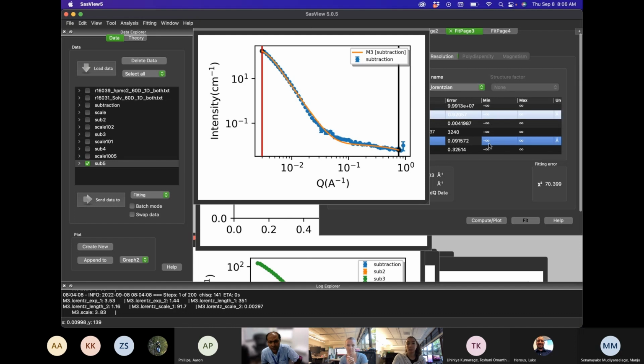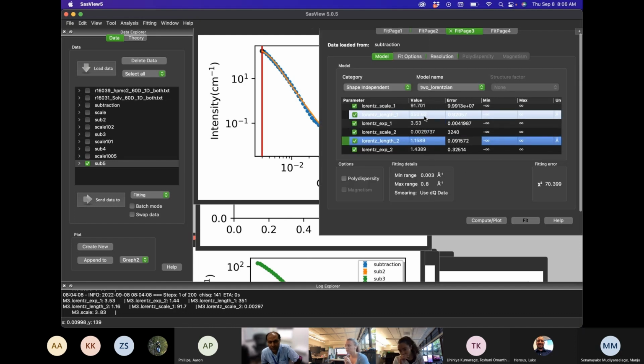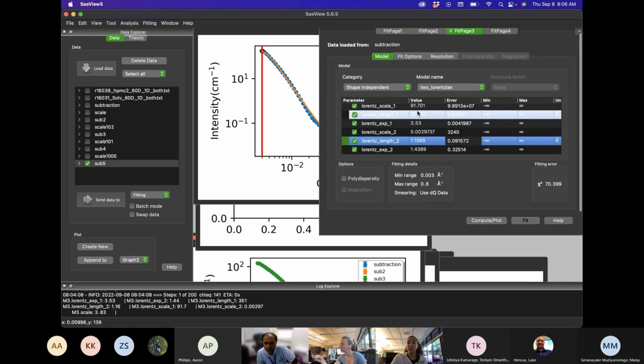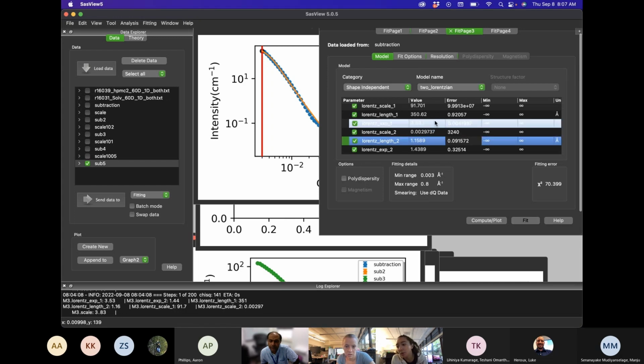So how would you interpret, even if you did Lorentzian, you get an exponent. We have here the length and an exponent. I was thinking that this length here, the 350, is about a 35 nanometer persistence length of our polymer, which is modified, so it would hopefully be a little bit more stretched out. And the exponent we have here, I don't know if this 3.53 corresponds to being a little bit less than smooth, or is that not right?